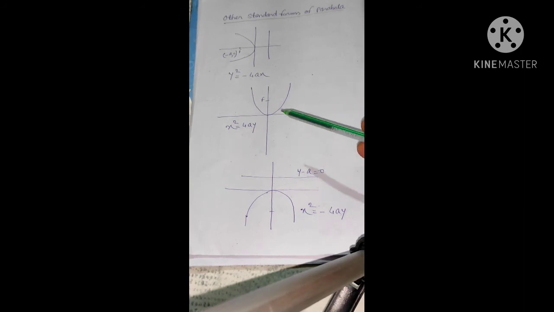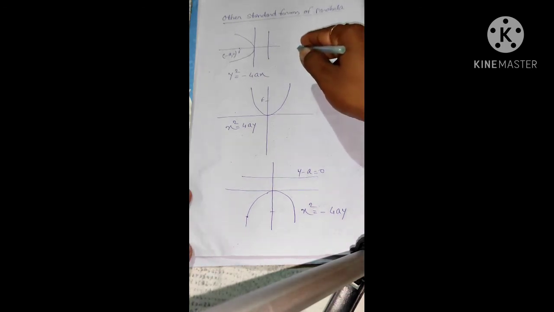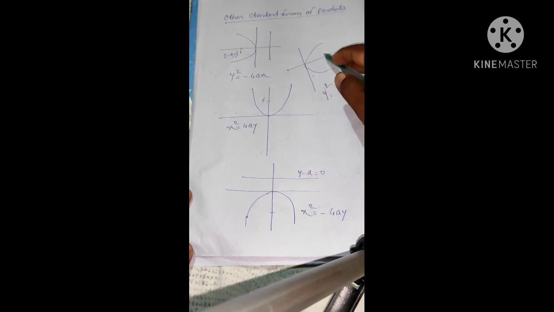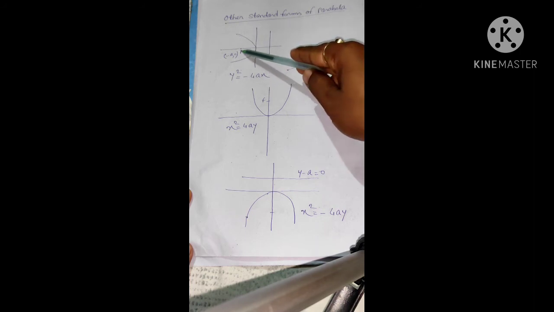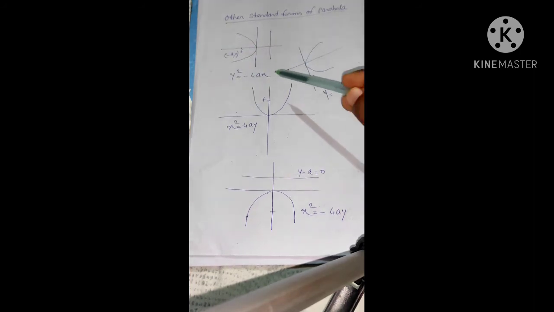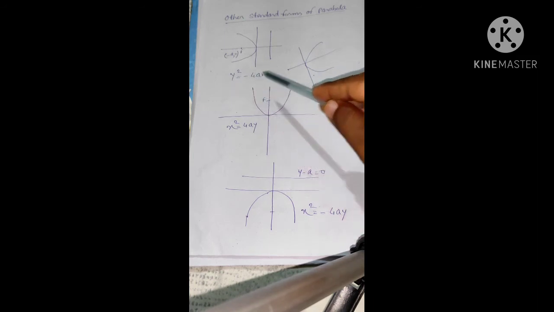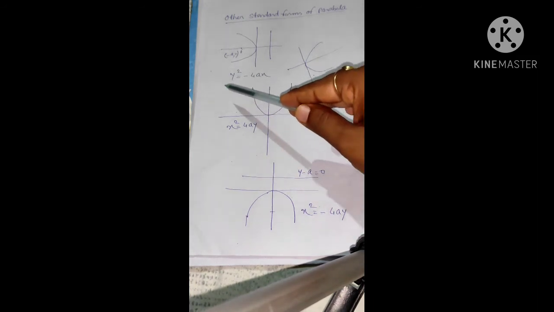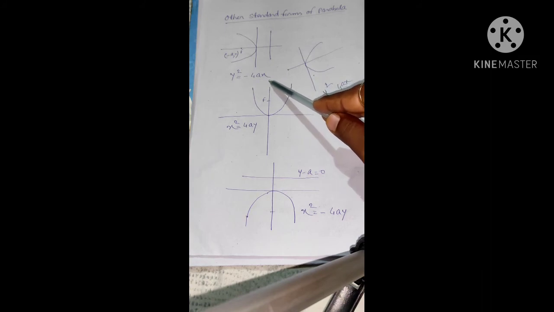Now let us see the different types of parabola, the other standard forms of parabola. In the first case we have seen that our parabola is formed on the x-axis in the positive direction of the x-axis. As I already told, if the parabola is formed on the x-axis, we always write y square equal to 4ax, since here a is positive. If the parabola is formed in the negative direction of the x-axis, then this a will become minus a. So our equation will be y square equal to minus 4ax for the parabola.